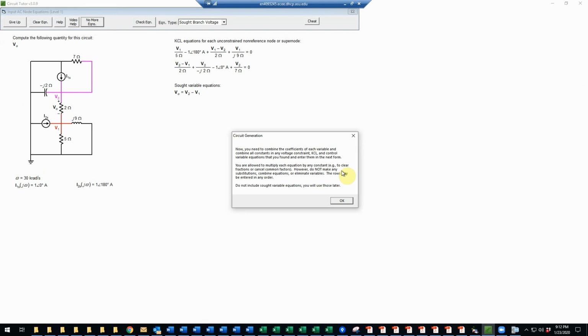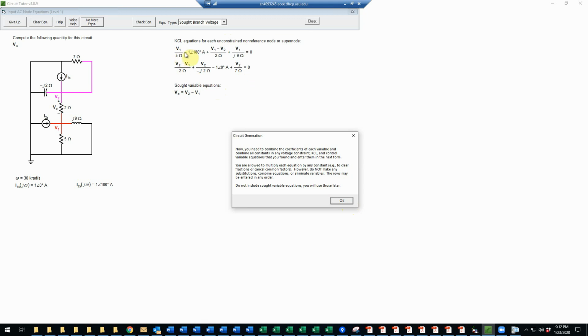And now we have to do the new part in the solution tutorial, which is to combine the coefficients of the KCL equations into a standard form in preparation for actually solving those equations. We're not going to use the SOT variable equation at this time. That'll be used later.